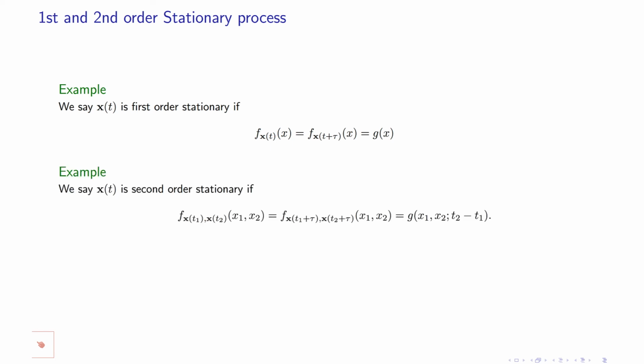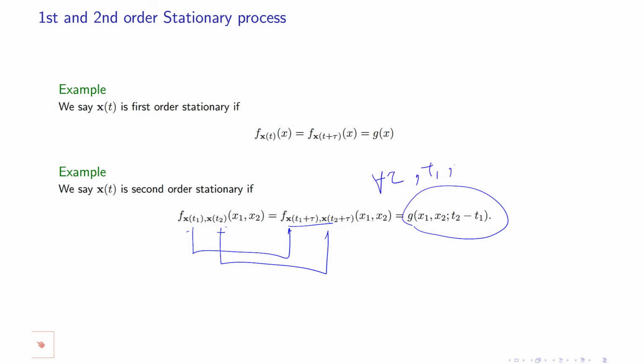We say that a random process is second order stationary if the joint distribution of two samples is equal to the joint distribution of two samples when this one and this one have a time delay τ. In that case, the joint distribution is only a function of the time difference, because this should be true for all τ, all t1 and all t2. So what I could do is replace τ with minus t1. If I do that, this will be the joint distribution of x of t1 minus t1, t2 minus t1, and this one becomes 0. So one of the variables will disappear.